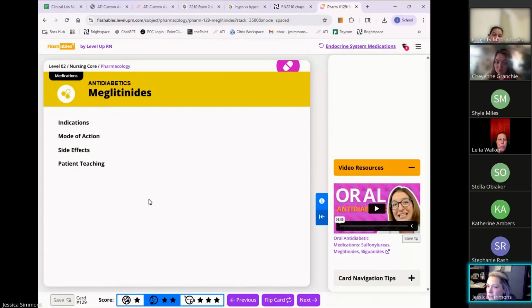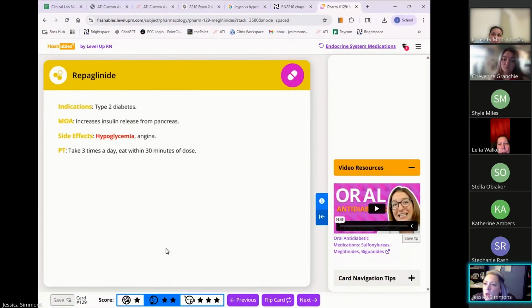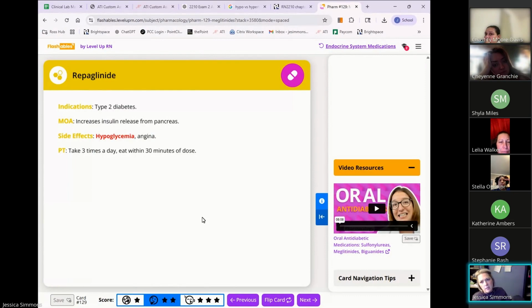Meglitinides. I'm just going to flip it because I feel like that's going to be better. So meglitinides, we didn't look at these a lot because they're not common at all. They are for type 2 diabetes and they increase insulin release from the pancreas, just like the sulfonylureas. And these are 3 times a day. And you need to eat within 30 minutes of the dose. So with all of these, hypoglycemia is going to be your number 1 risk factor.